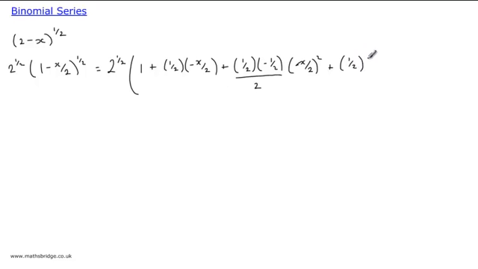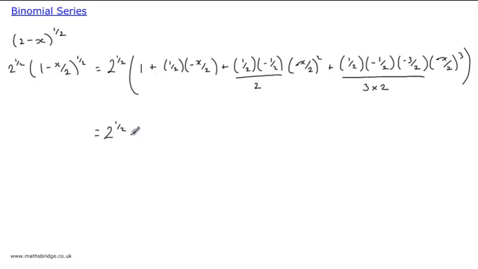plus (1/2)(−1/2)(−3/2) times (−x/2) cubed all over 3 factorial, which again I shall write as 3 times 2, and there are further terms which I haven't included, and then I can tidy this up.